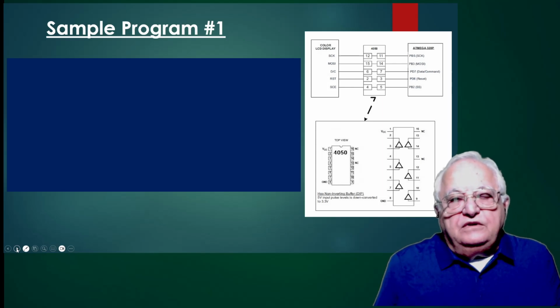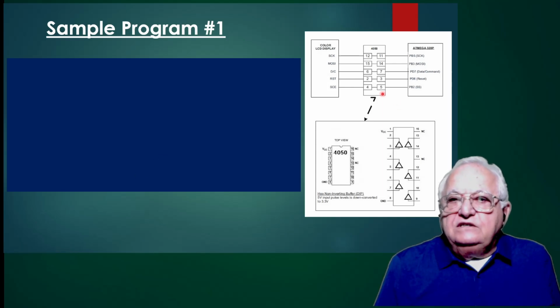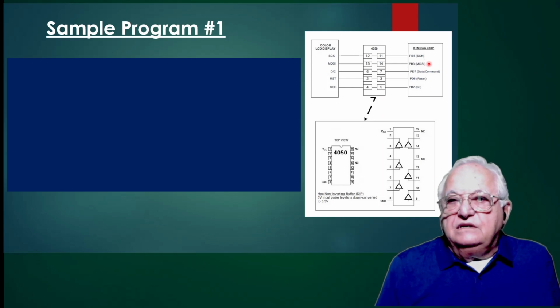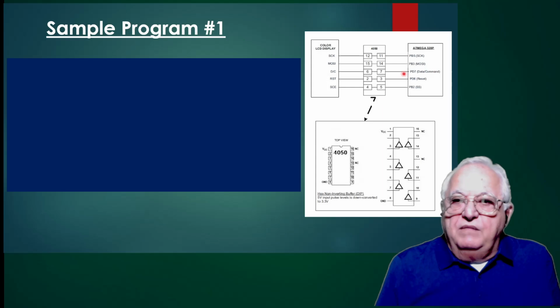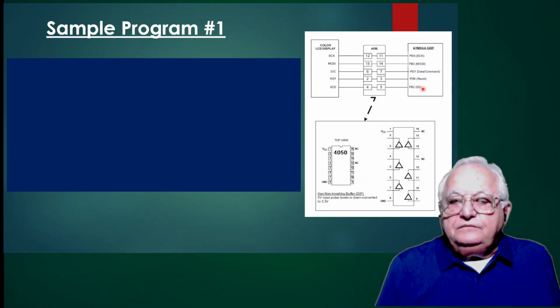Okay, so at this point, we're ready for our first example. So let's look at the schematic. We have one line that is the clock. We have the MOSI, data command line. We have a reset and chip select.